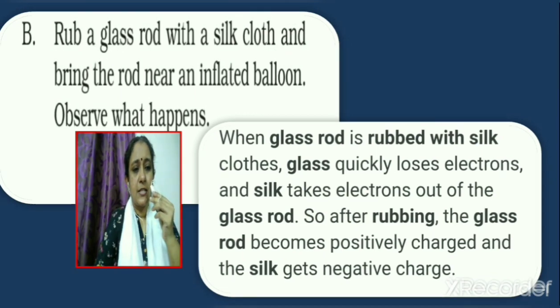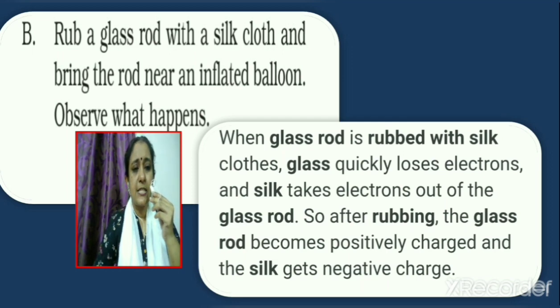Why does the glass rod become positively charged? It is because it is the glass rod which loses electrons. Electrons are negatively charged particles. So as the glass rod loses electrons, it becomes positively charged.